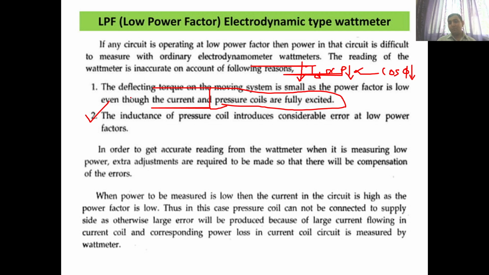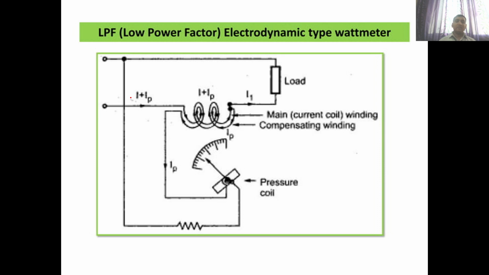If we connect the pressure coil in parallel to the supply side, then it causes a very high error, as it produces a large current flowing through the current coil. And if the current coil has a large current, as in the case of low power factor, it will cause a large voltage drop across it with respect to the load side. So for reducing this error, we suggest that we connect our pressure coil in parallel to the load. And second, we have to connect a compensating coil in series with the pressure coil, in parallel to our main current coil system.